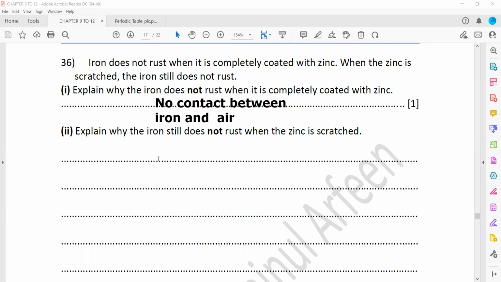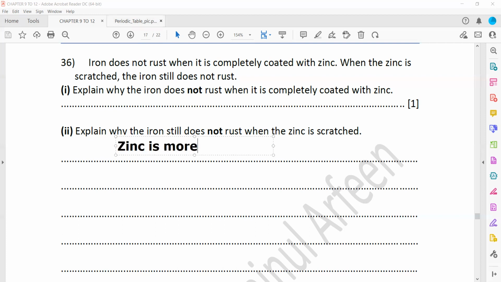But explain why iron still does not rust when zinc is scratched. See the total marks for this question: this is 3 marks. So for the points you score, first you mention zinc is more reactive than iron. Then zinc loses electrons, or iron does not lose electrons, or electrons transfer from zinc to iron. It can be magnesium as well, sometimes the same question compares with magnesium. So zinc is more reactive than iron. That is one thing.